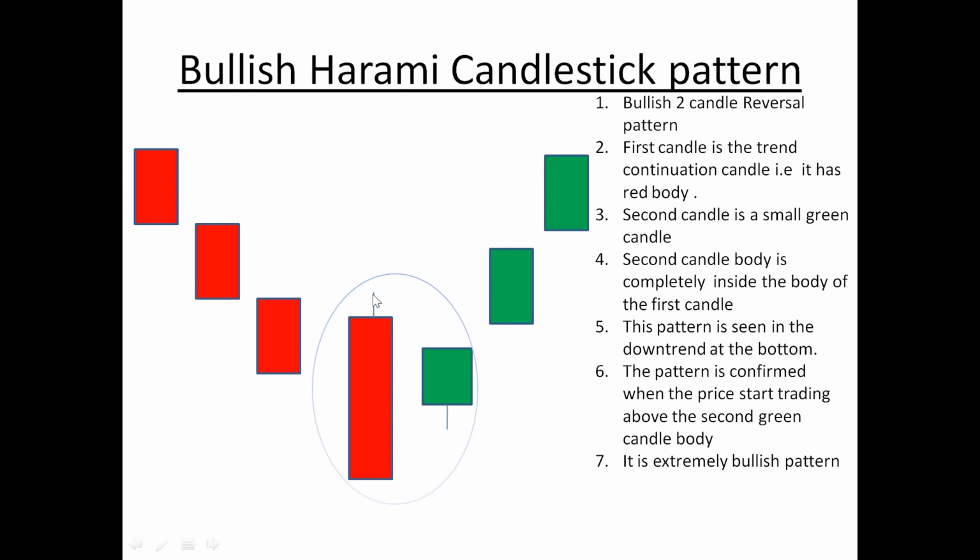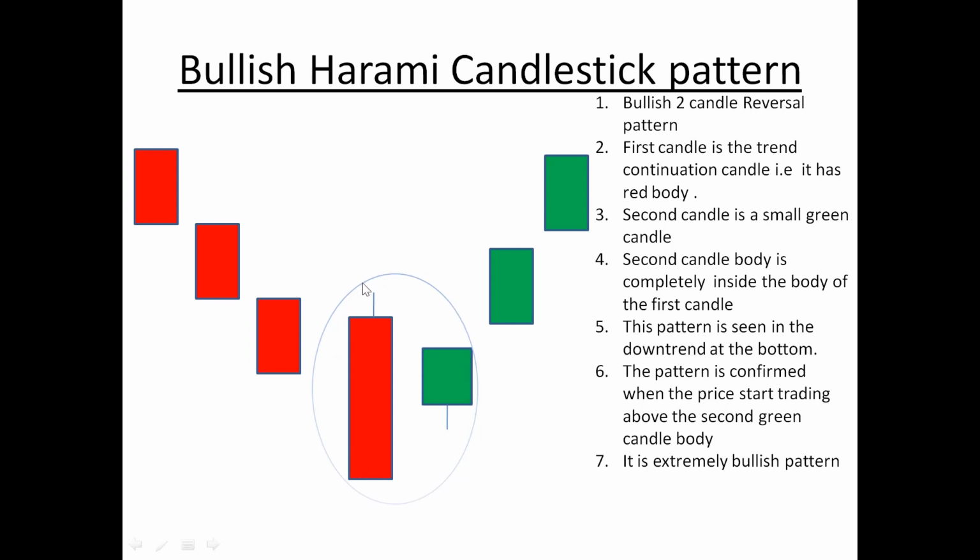It's a two candle pattern. You can see there are two candles here. So we are discussing a bullish Harami candlestick pattern. The first candle is the red candle. This is a long red candle, which is the trend continuation candle. This pattern appears at the bottom or after the downtrend is over.